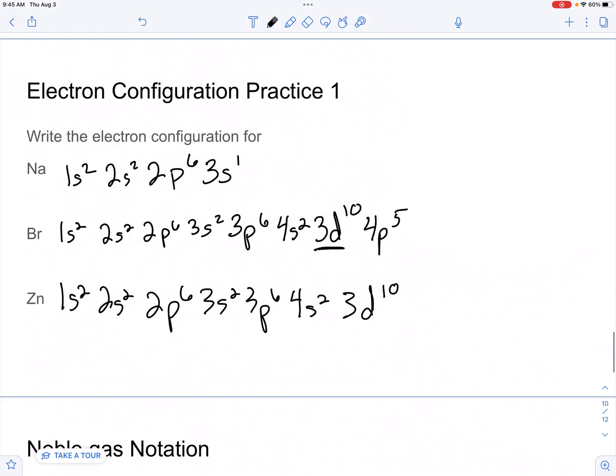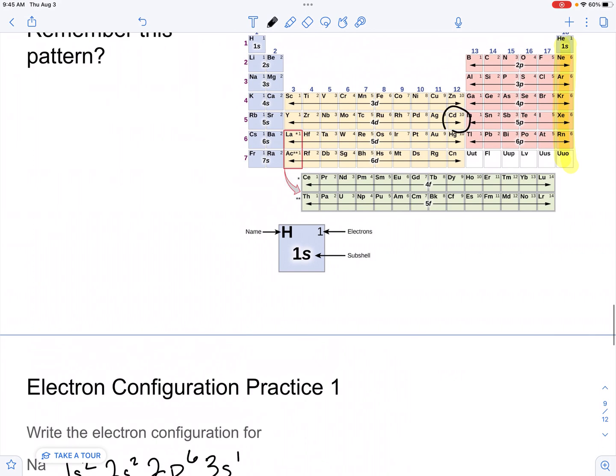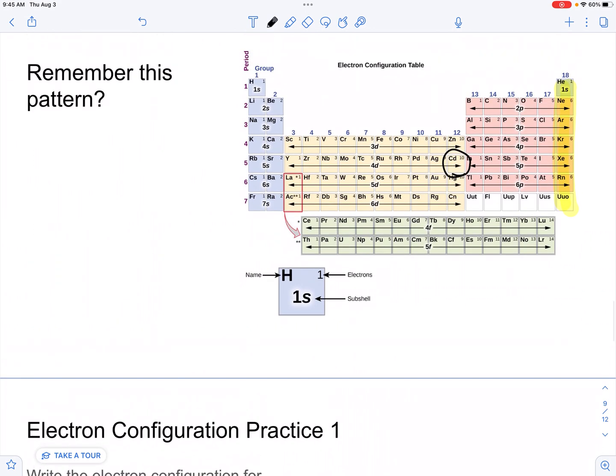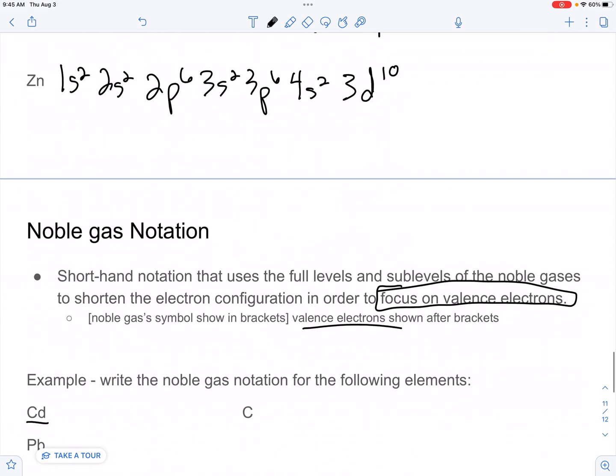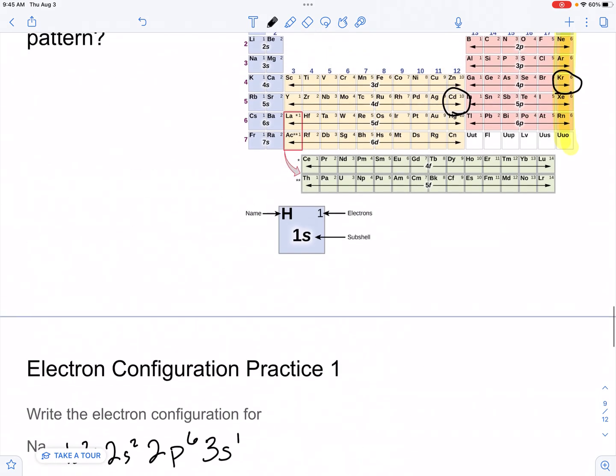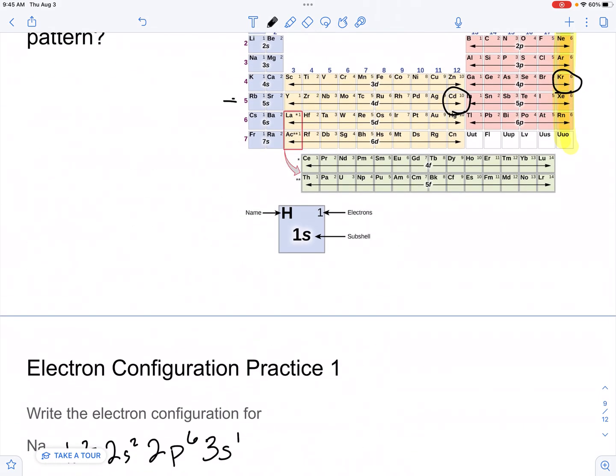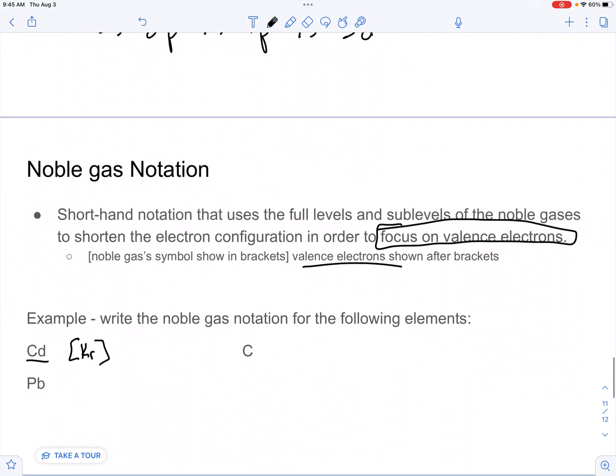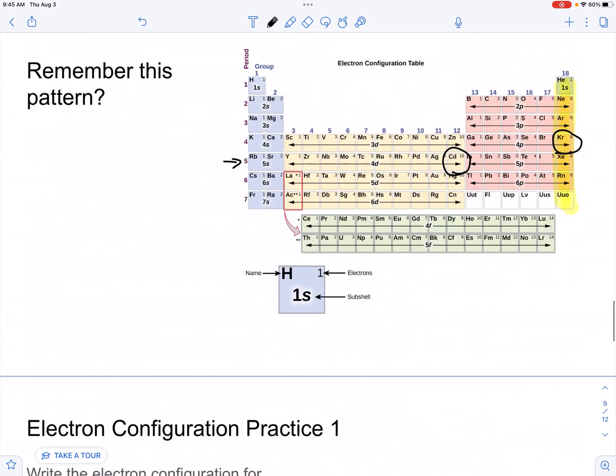So let's start with cadmium, Cd. Cadmium is right here. The noble gas configuration that would make sense to start with is krypton. So I go up a row and then find that configuration. So I have krypton, Kr. Then beyond krypton, I just care about the valence electrons, 5s2, and then 4d10.